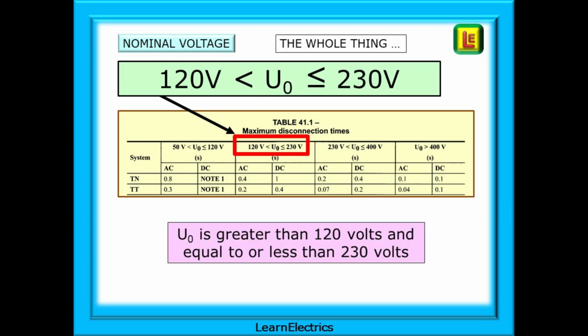Let's look at the whole thing now, the whole statement. It tells us that U0 is greater than 120 volts and equal to or less than 230 volts. So, for this voltage range, U0 can be any voltage that is above 120 volts and up to exactly 230 volts and not more.